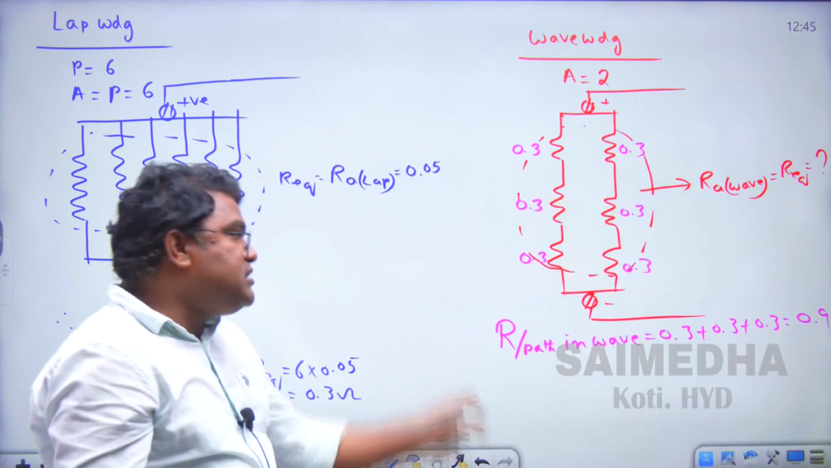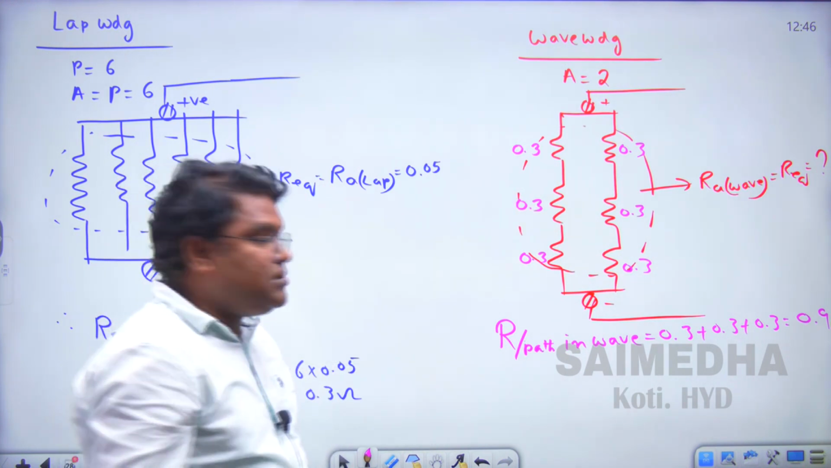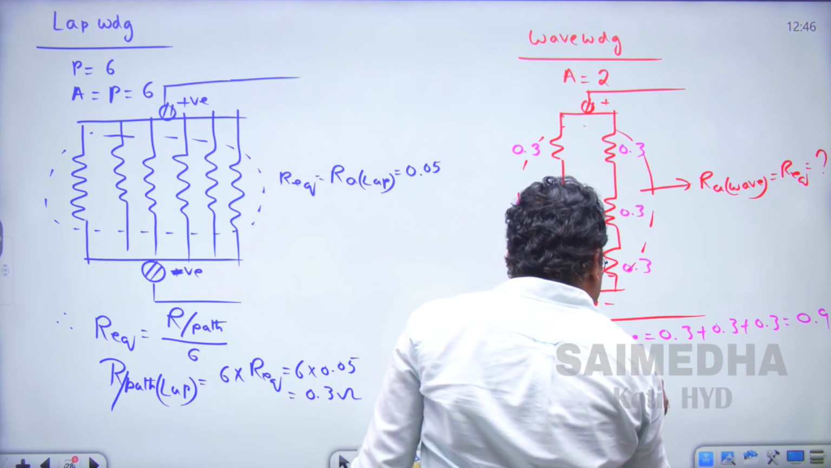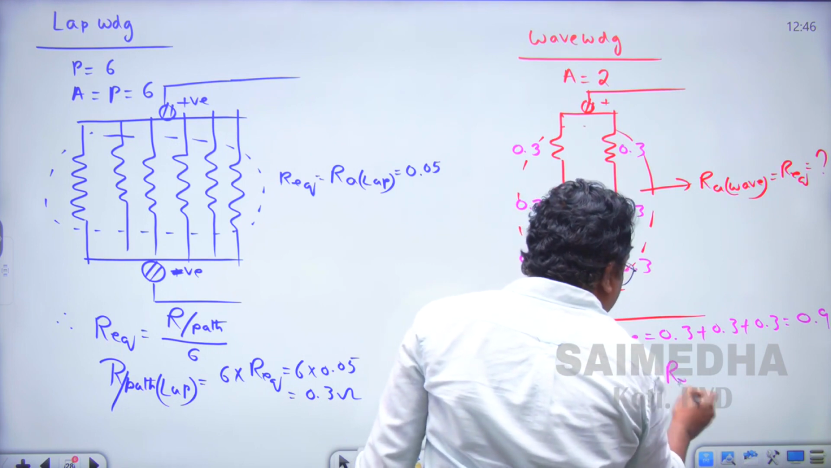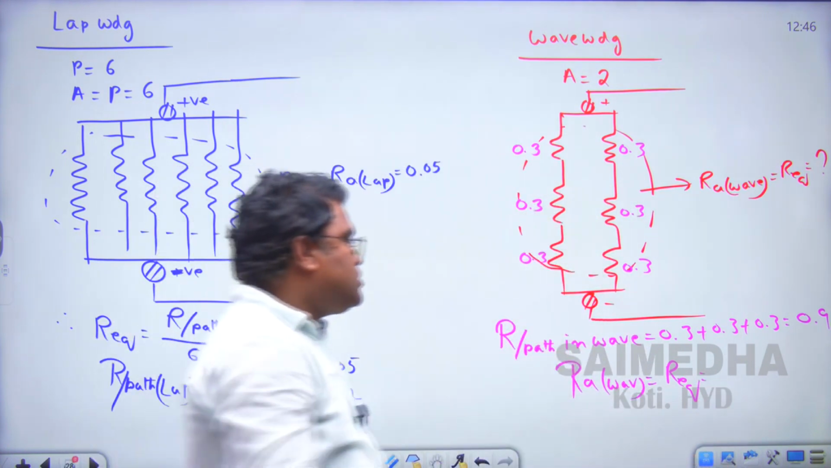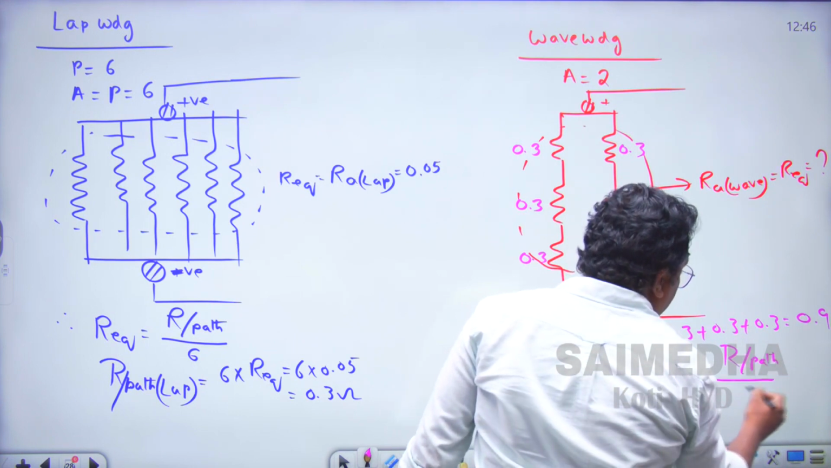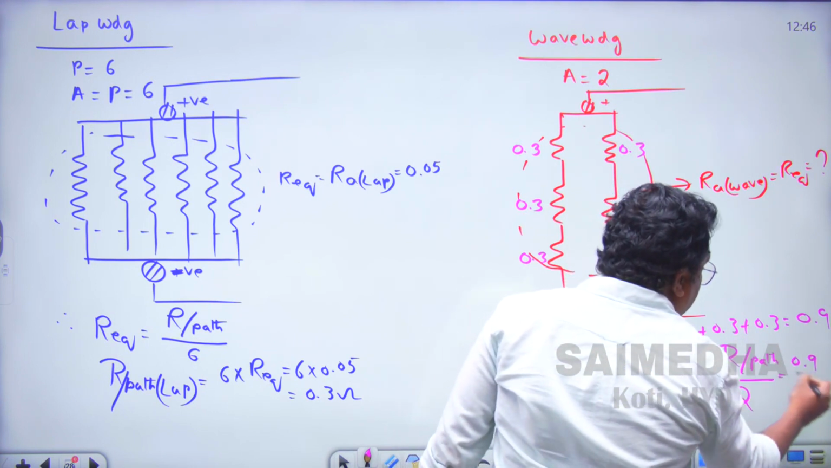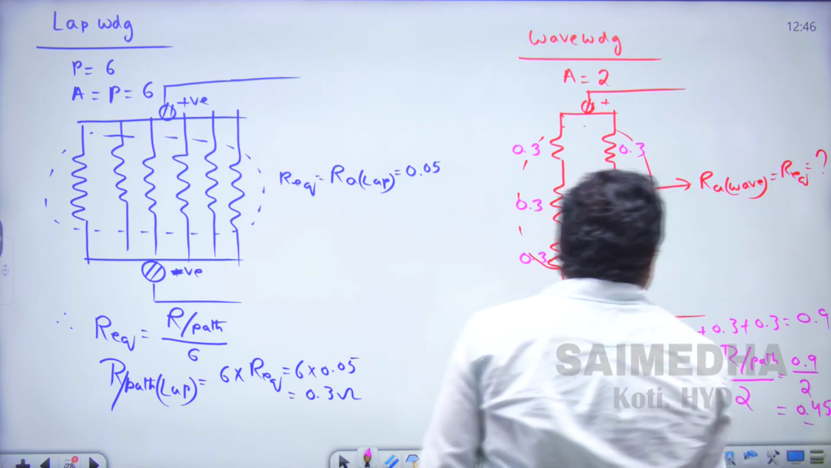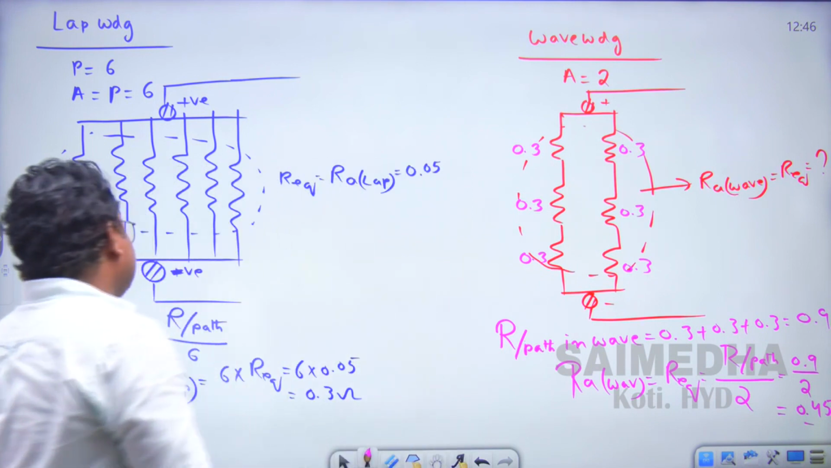So this is the resistance per path in the wave winding, but we require R equivalent of the wave connected armature winding. The same value of resistances are connected in parallel, so the resistance per path is divided by 2. So 0.9 divided by 2 is equal to 0.45 ohms. So like this also we can answer this question. So we have two methods to answer this question.